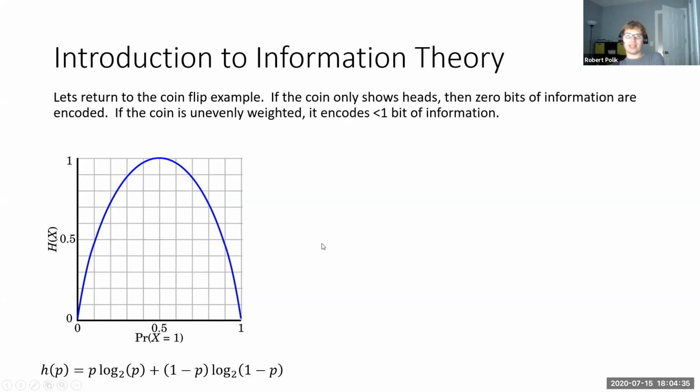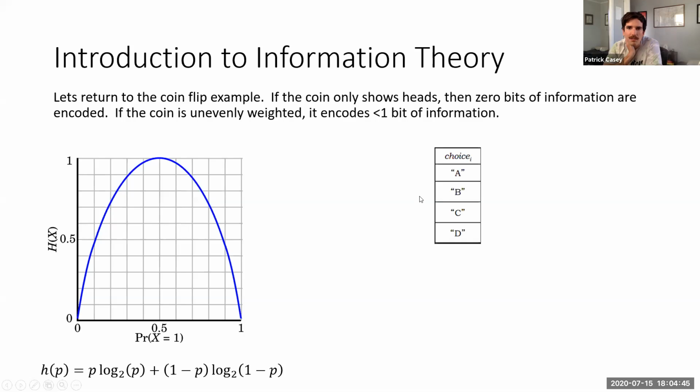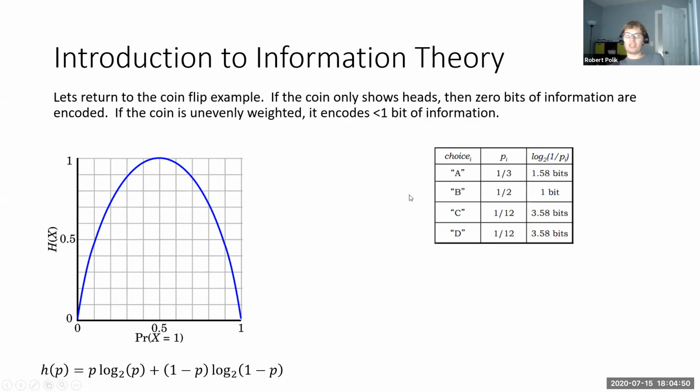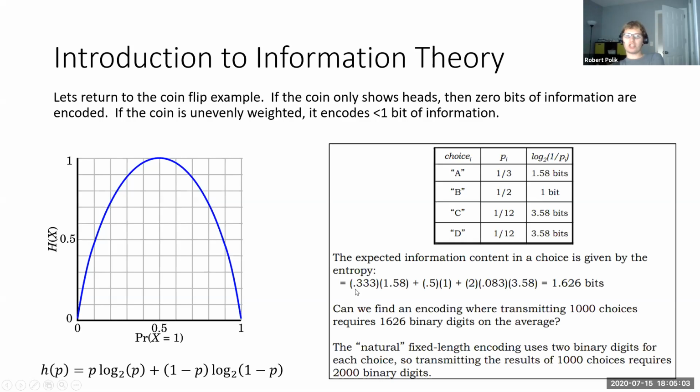So let's do some letters and see how many bits of information we're transmitting. So choosing between A, B, C, and D, how many bits of information is that? 2 bits, yeah. But what if they don't all have equal probability? So what if there's a 50% chance that it's B, 1/3 chance that it's A, and a very low chance that it's C or D? Well, we can apply this equation with 4 points, and we see that actually, if we do all the math, every single letter transmits 1.626 bits of information. So we're not transmitting 2 bits of information.